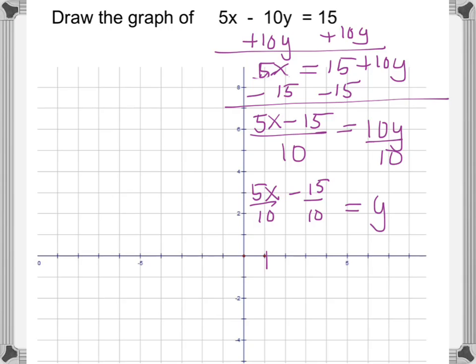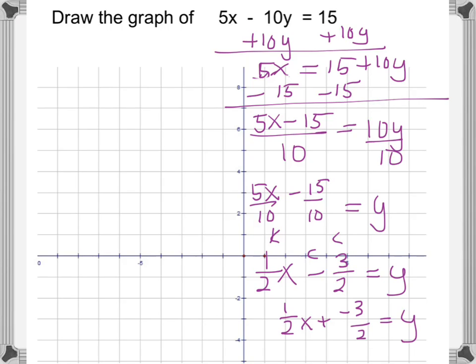5x divided by 10 is 1/2 x, or 1x over 2, but I like writing it as 1/2 x, minus, this could reduce to 3/2. That's equal to y, so I'm going to use keep change real quick here because in slope-intercept form there's a plus sign between the 2 terms. So I'm going to switch everything around the equal sign. y equals 1/2 x plus negative 3/2.